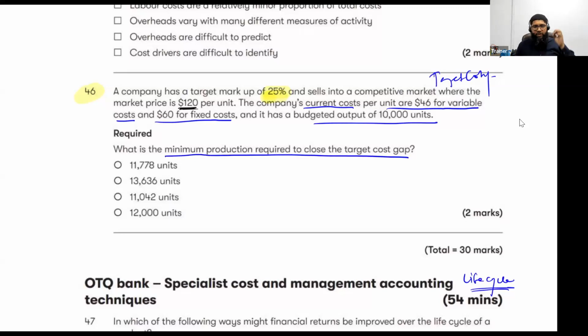Now see, just try to understand this thing. It says the company's target markup is 25% and it sells into a competitive market where the market price is 120 per unit, and the current cost is 46 for variable and 60 for fixed cost. It has a budgeted output of 10,000 units. Now just try to understand this thing.